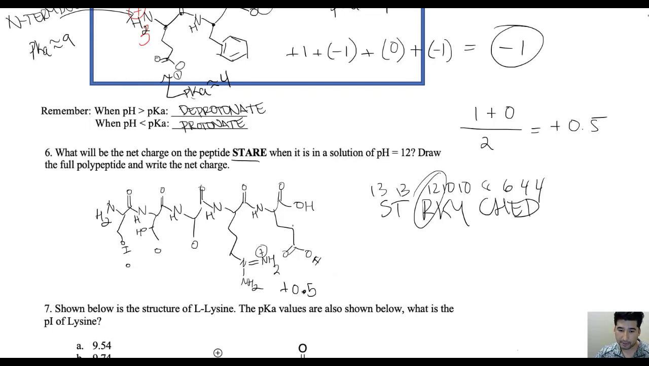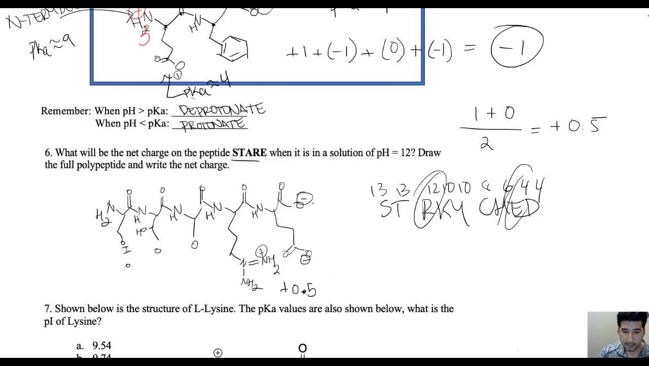Okay, and so this right here is glutamic acid, which has a pKa of about 4, and for that reason we deprotonate this. And this is carboxylic acid, the C-terminus, which has a pKa of about 4. And so for that reason, we will deprotonate that one as well.